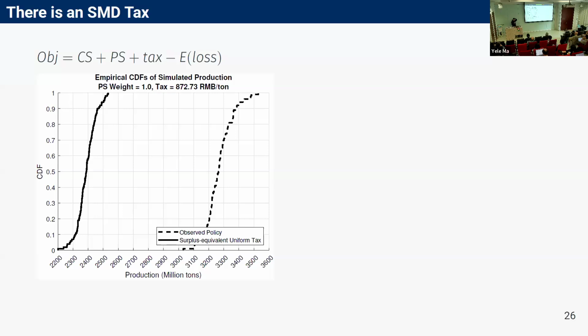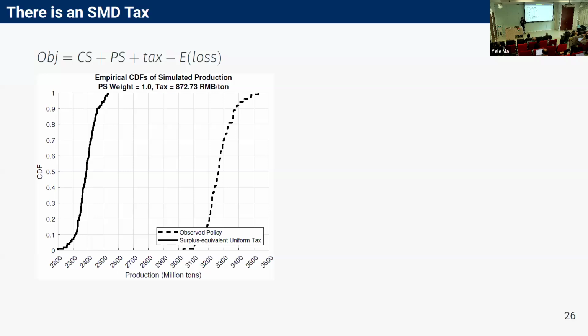Is there a tax that is better than the current policy? What we do here is, for the observed supply reduction policy, we compute the tax that generates the exact same amount of economic surplus. Then we simulate the model thousands of times and plot the distribution of the equilibrium quantity. The dashed line is the distribution of the quantity under the observed policy. The solid line is for the surplus equivalent tax.